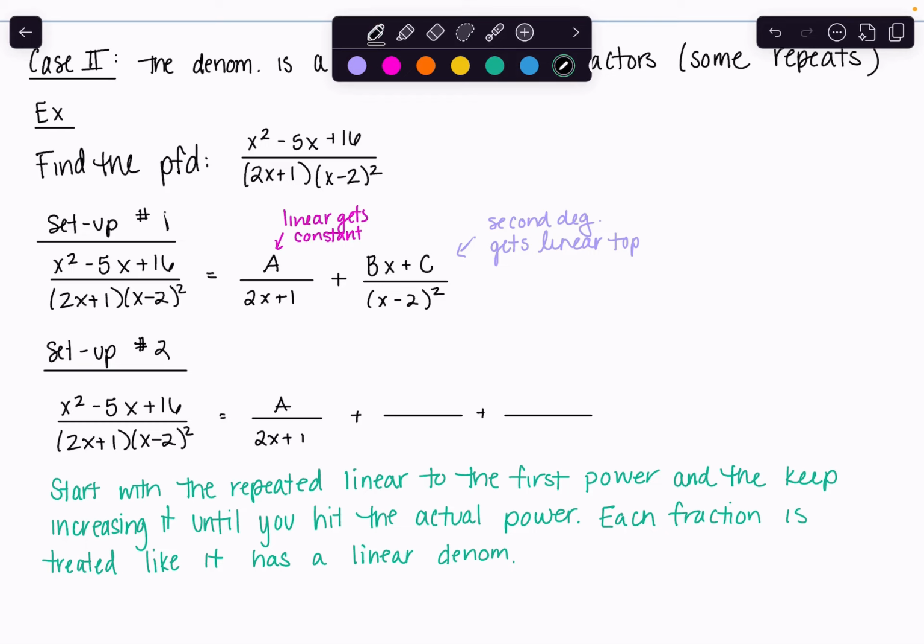So again, I start with the repeated term to the first power, and then I bump it up until I hit the actual power. If this was to the third, I then would have 3 of this factor and 1 of that, so I would need a third fraction, and you would just bump it up and you'd have 3 fractions dealing with x minus 2 to a power. And then again, these are treated now like linear terms, so they just get b and c above it, okay?